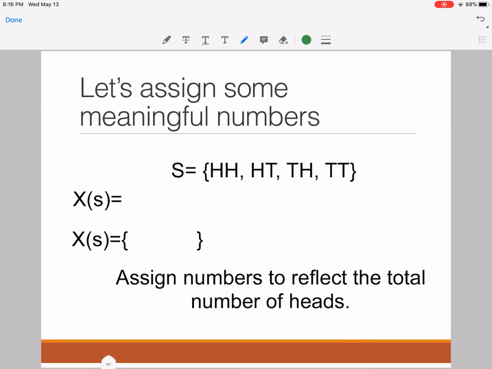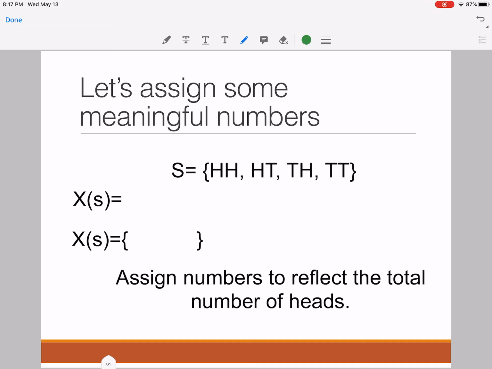All right, so as I mentioned before, the flipping two coins experiment gives us a non-numerical sample space, which will be inherently difficult for the computer to analyze because computers are good at analyzing numbers. So let's make it easy for our computers to analyze this experiment. And this is what we are going to do. We are going to assign some meaningful numbers to these outcomes of the sample space.